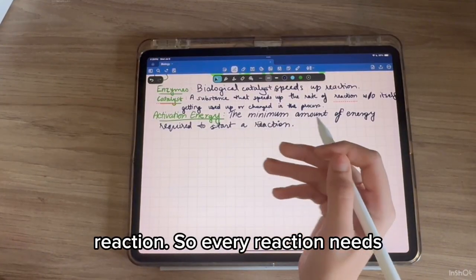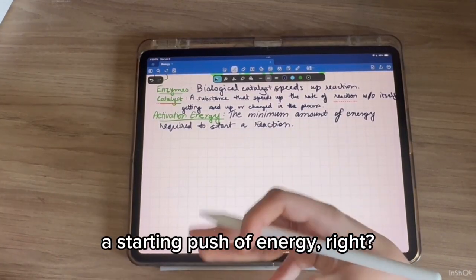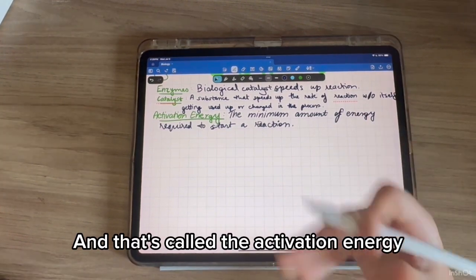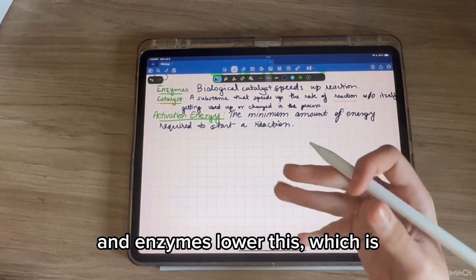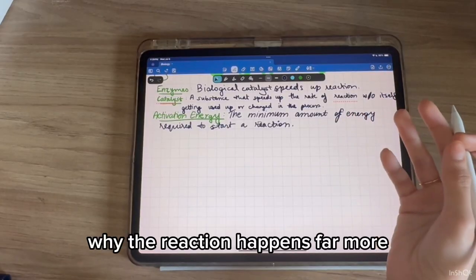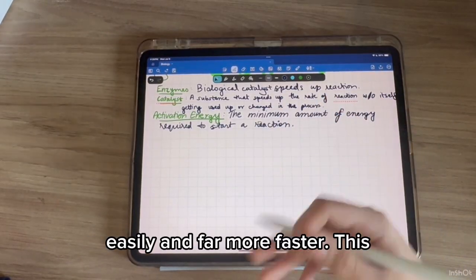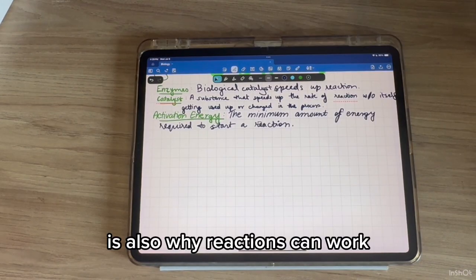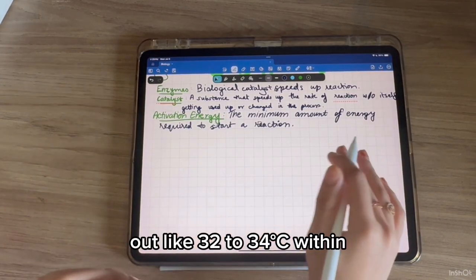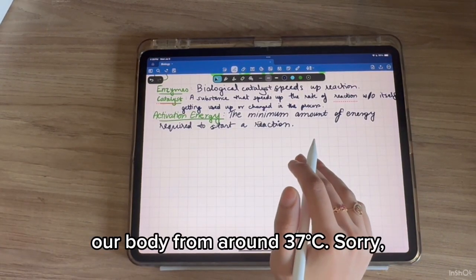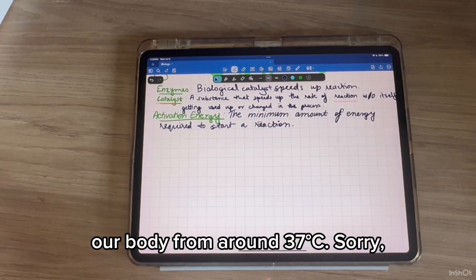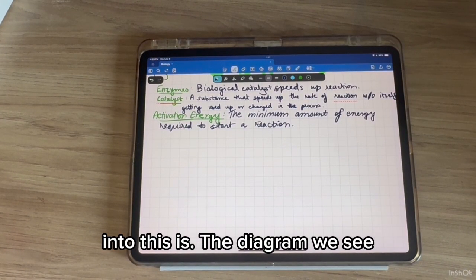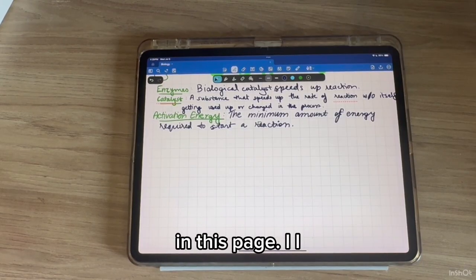So every reaction needs a starting push of energy, right? And that's called the activation energy. And enzymes lower this, which is why the reaction happens far more easily and far faster. This is also why reactions can work at around 32 to 34 degrees Celsius within our bodies, from around 37 degrees Celsius, correction. Another thing we can look into is the diagram we see on this page.